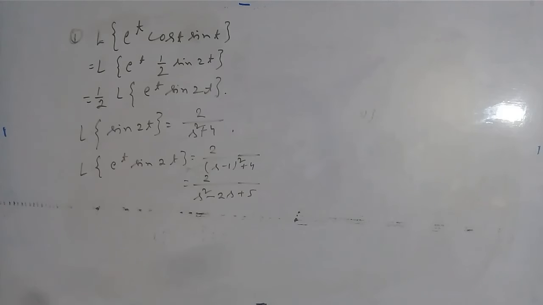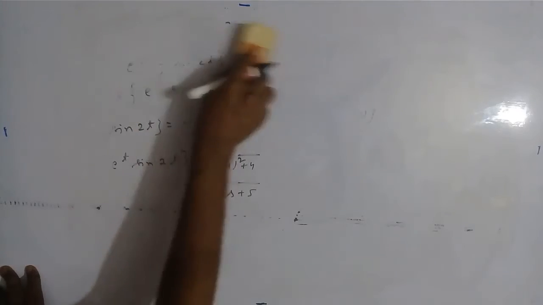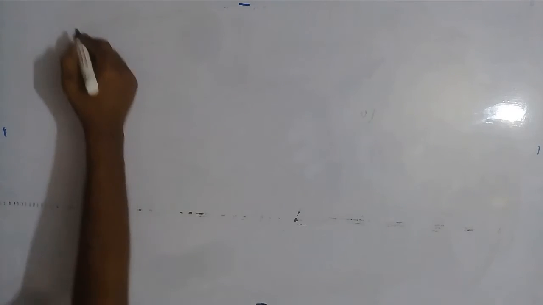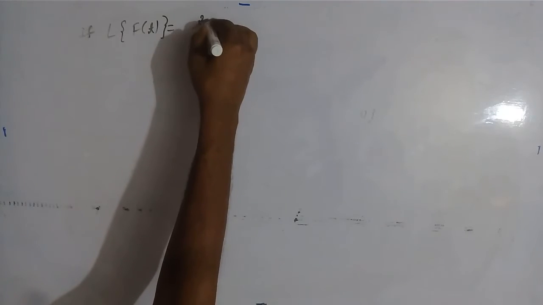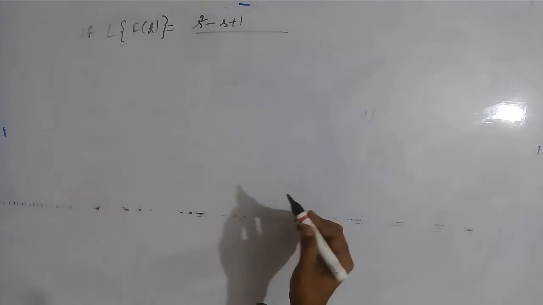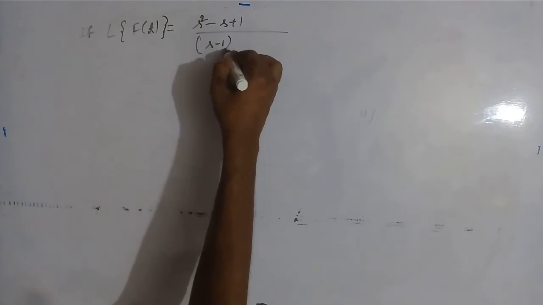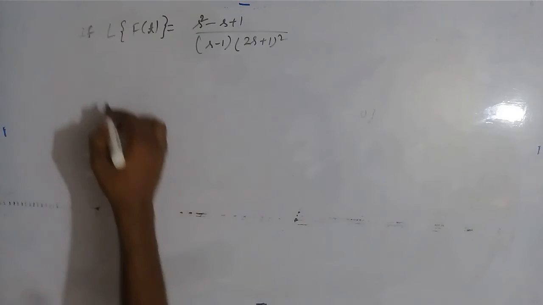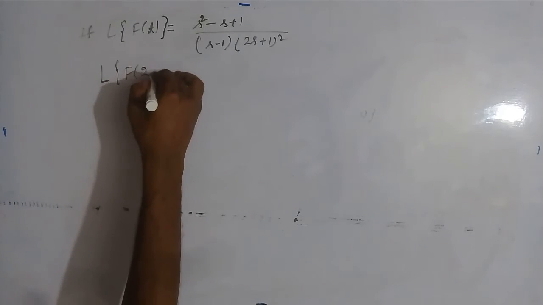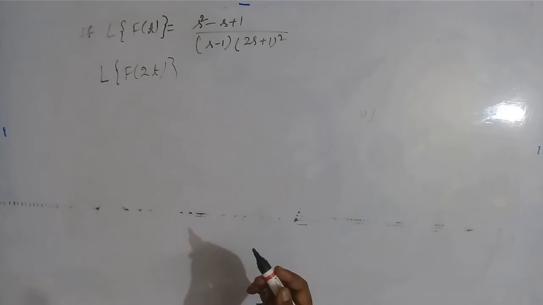Next example. The question is, if L of f(t) is equal to s square minus s plus 1 by s minus 1 into 2s plus 1 whole square, then we have to find L of f(2t). So it is a very simple problem.